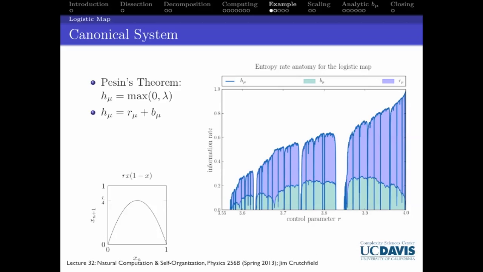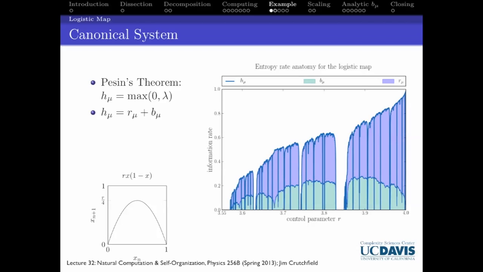So at every parameter here, we can do a calculation and figure out how much of the Lyapunov exponent is B mu, and how much is R mu. And that tells us how much of the observed dynamics is ephemeral and just noisy, and how much is actually correlated behavior, which is indicative of intrinsic internal computation of some kind. We can see there are a few locations, say right here, here, and over here, where it appears that B mu goes to 0, and then the entropy rate is just equal to R mu.